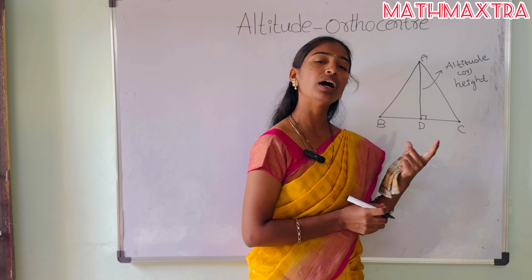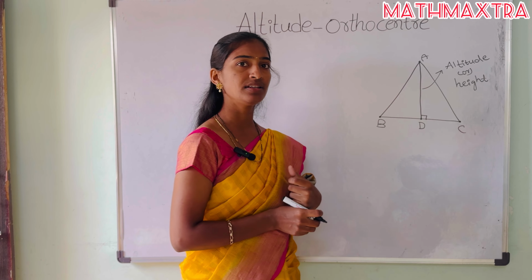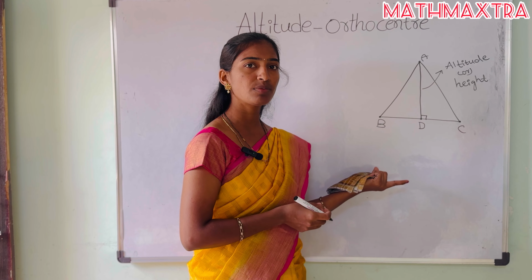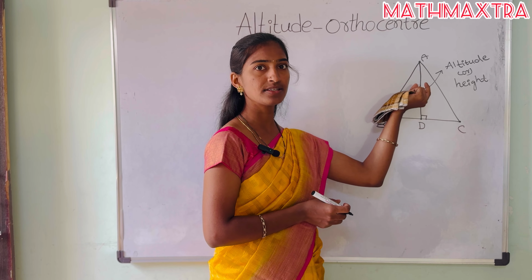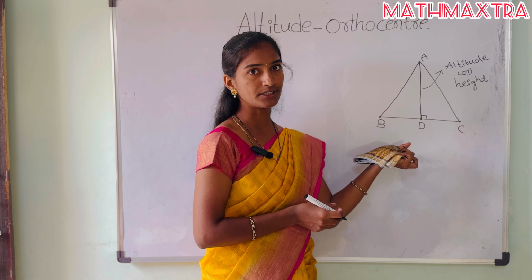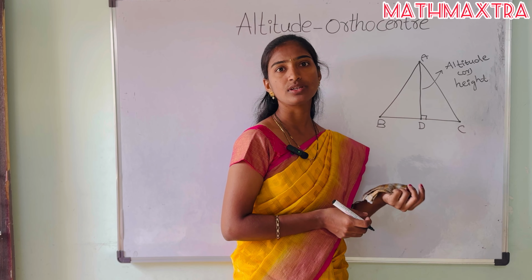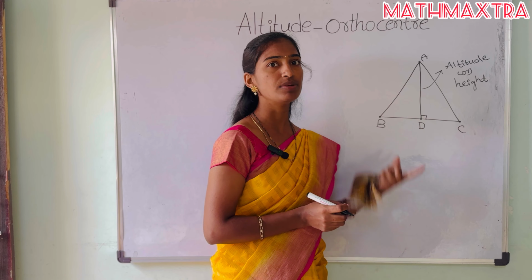So how many altitudes are possible in a triangle? As there are three vertices in a triangle, from each vertex we can draw one altitude, right? That is why there are three altitudes possible in a triangle.